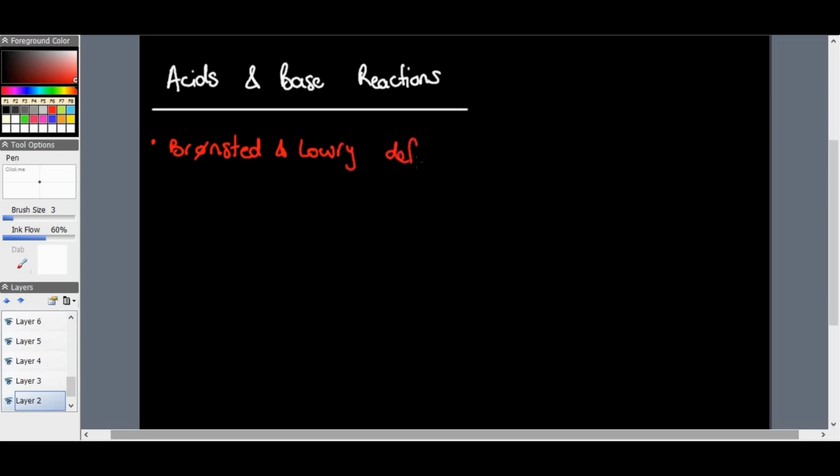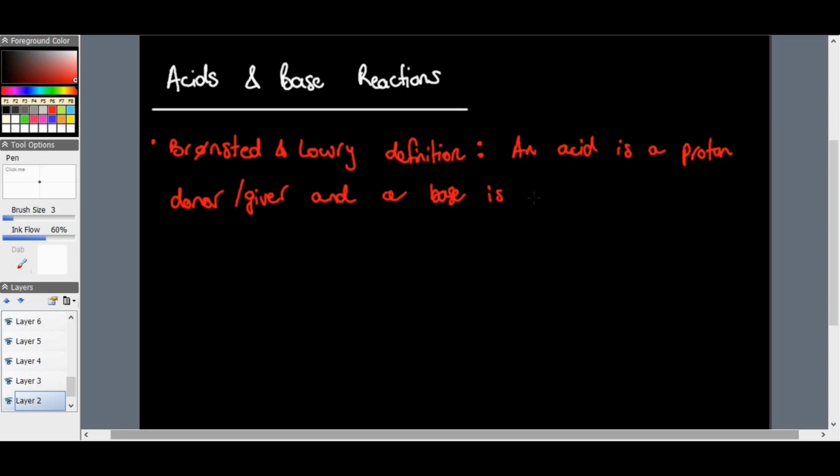Definition. The Brønsted and Lowry definition basically states that an acid is a proton donor or giver, it gives a proton. And a base is a proton acceptor or receiver. Except it's the same thing.